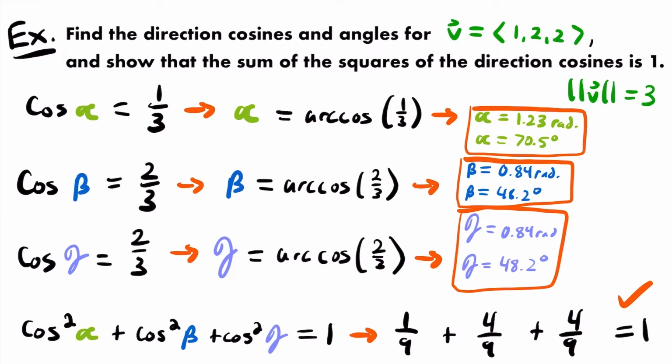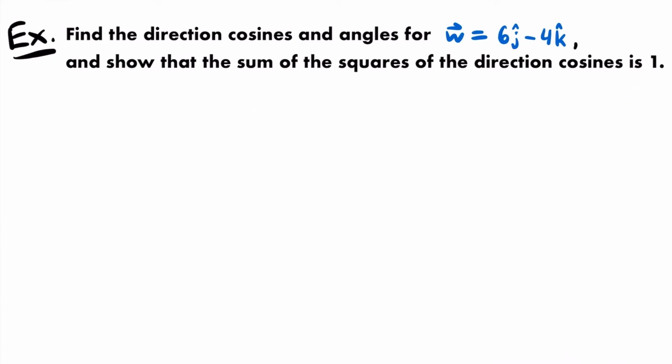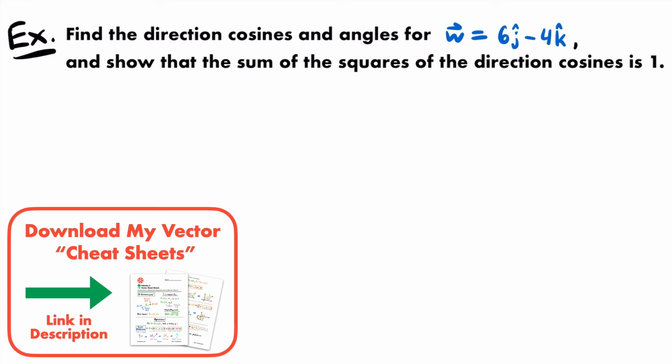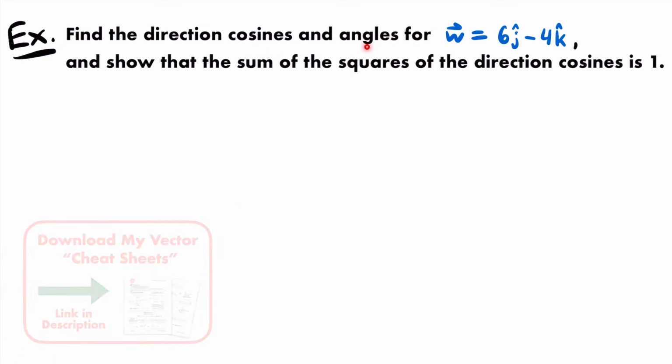And so with that, that's it for this example, but let's take a look at another example where we find the direction cosines and angles for a different vector. Okay, so here's our second example. We want to find the direction cosines and angles for vector w, which is equal to 6j minus 4k, and we want to show once again that the sum of the squares of the direction cosines is 1. All right, so let's start off by finding the direction cosines and angles for this vector. This time I'm not going to have the formulas down here for us to reference.